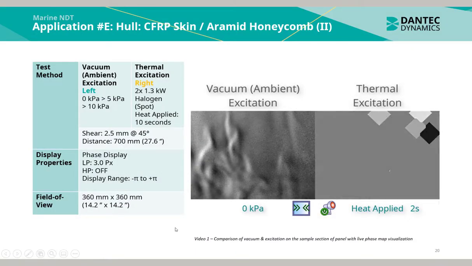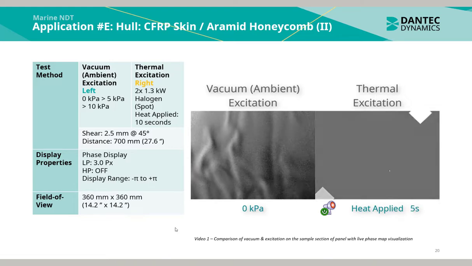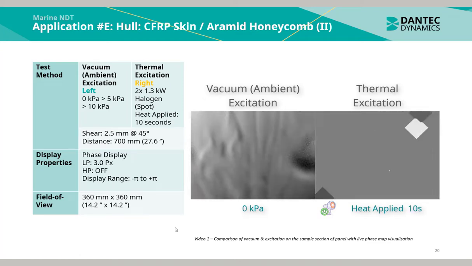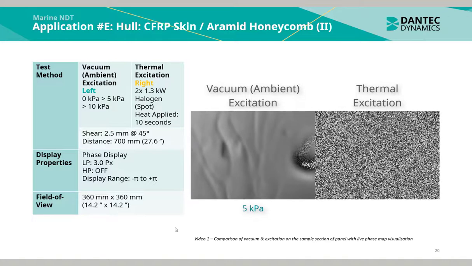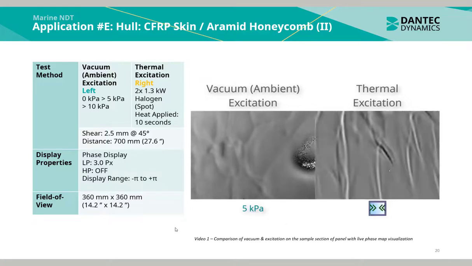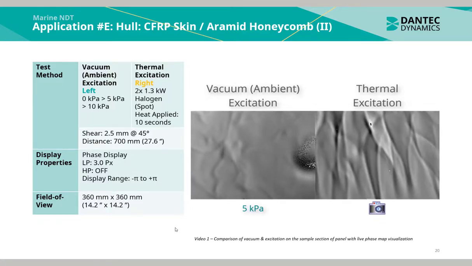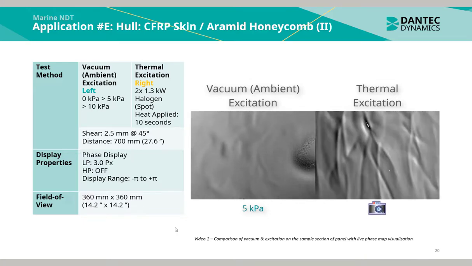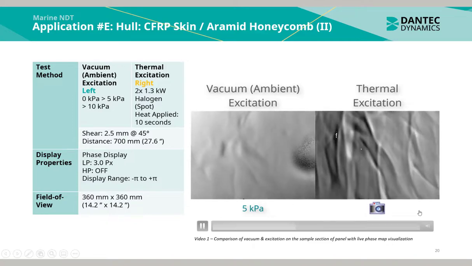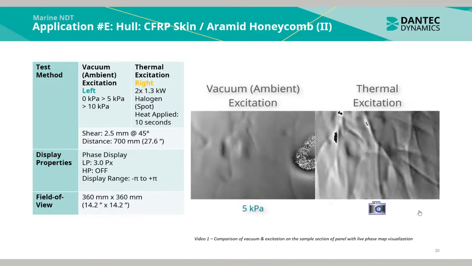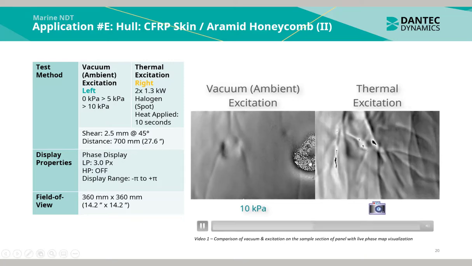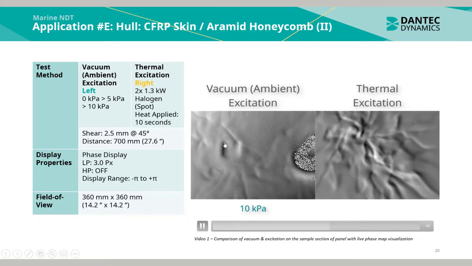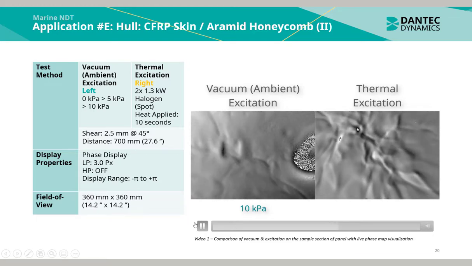Here is a comparison of vacuum and thermal excitation on the sample section of the panel with a live phase map visualization. On the left we have vacuum ambient excitation, where we go from 0 to 5 to 10 kilopascals, and on the right we use thermal excitation with two 1.3 kilowatt halogen spot lamps with 10 seconds of application heating. This is of exactly the same section. We can see that there is a very large disbond in the right part of the sample. We can also see the cutout here, which is very clear in the vacuum ambient excitation.